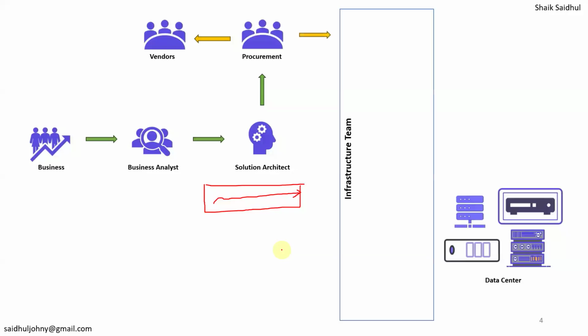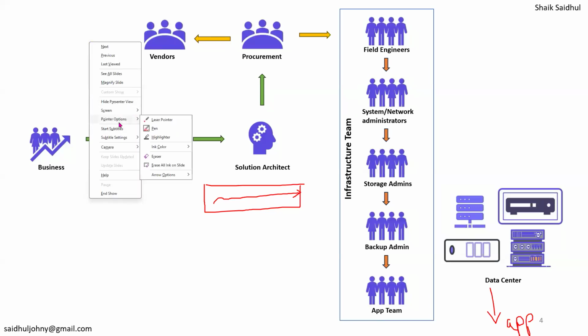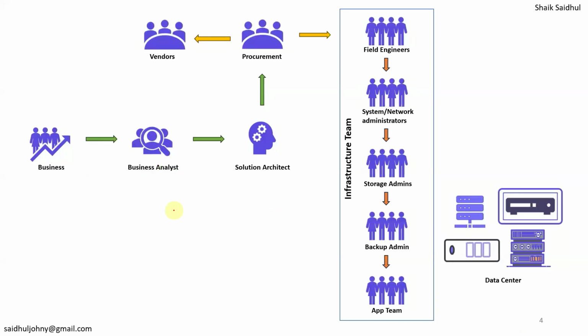Once it is delivered at the data center, field engineers will come into the picture, then system admins, network admins, storage admins, backup admins. Finally, the application team, nothing but the developers, will deploy the code that they have developed as per the standard on top of this infrastructure so that your application is running smoothly. So this is an on-premises working culture, the traditional model.